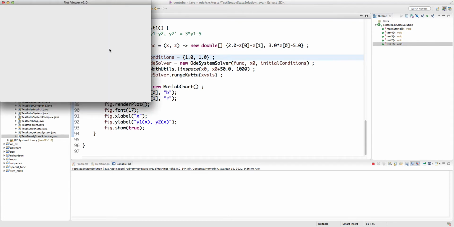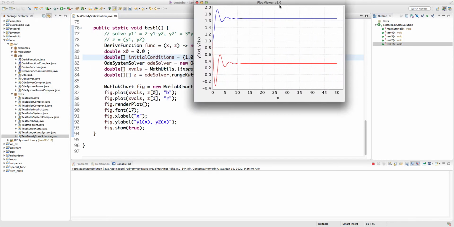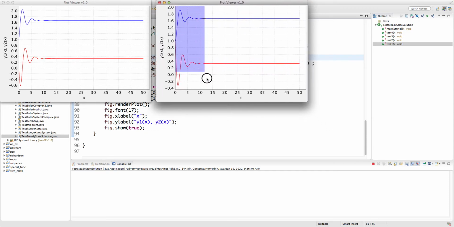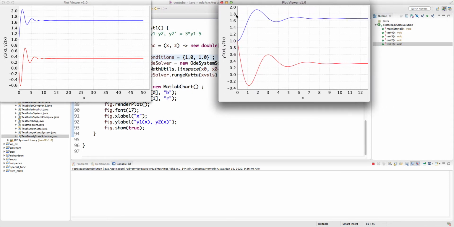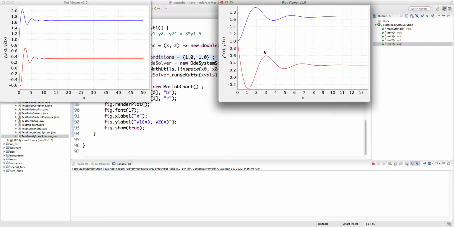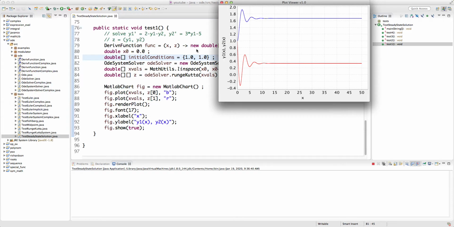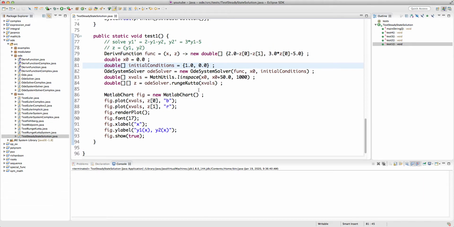Let's run it again. Again, 1.666, and the transient response, this part is different, right? We start from 1 and 1, and then it has some oscillations and eventually reaches the steady state. Here we start from 1 and 0, and we reach the same steady state. So no matter the initial conditions, we definitely reach a steady state.